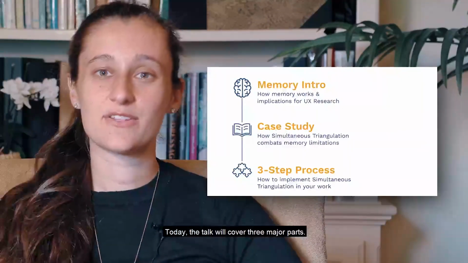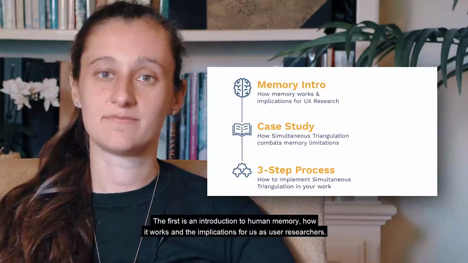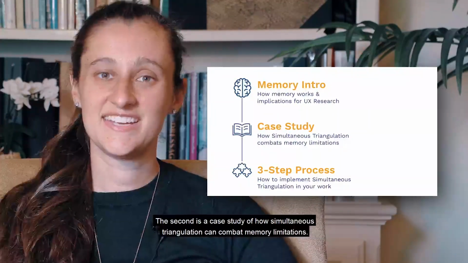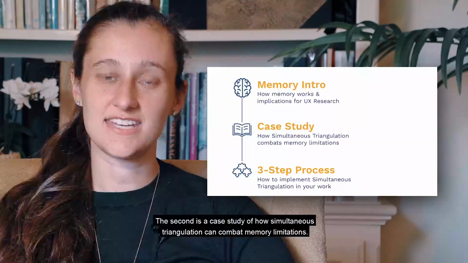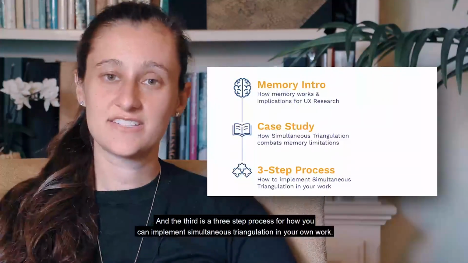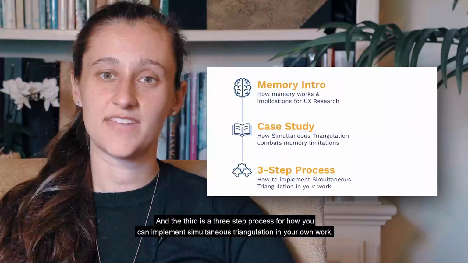Today, the talk will cover three major parts. The first is an introduction to human memory, how it works, and the implications for us as user researchers. The second is a case study of how simultaneous triangulation can combat memory limitations. And the third is a three-step process for how you can implement simultaneous triangulation in your own work.